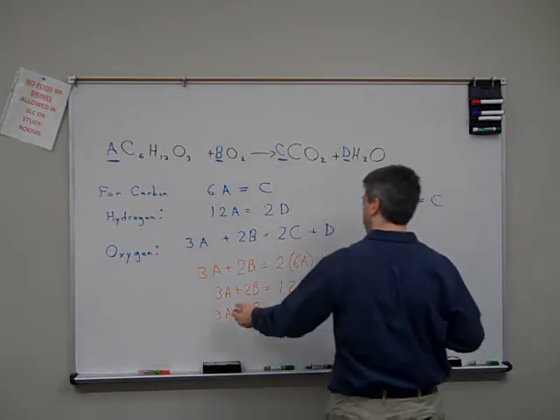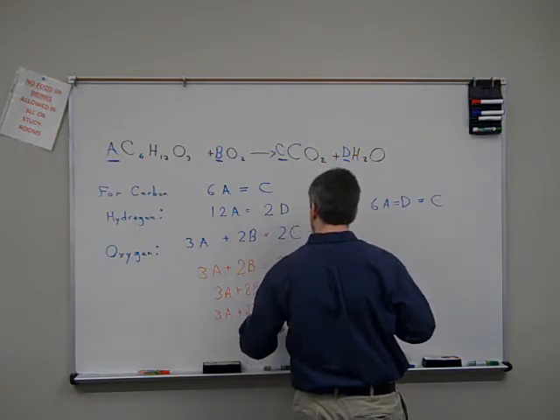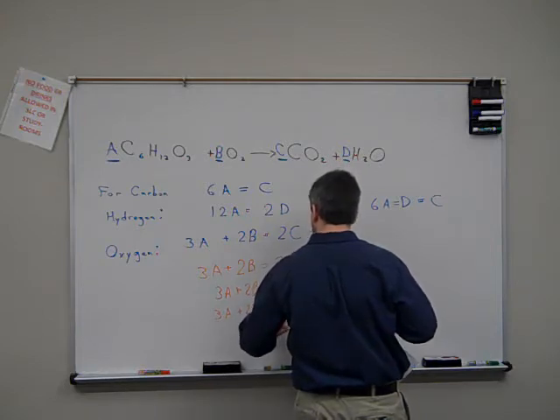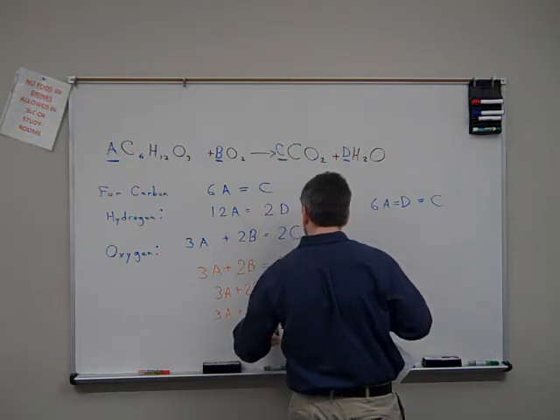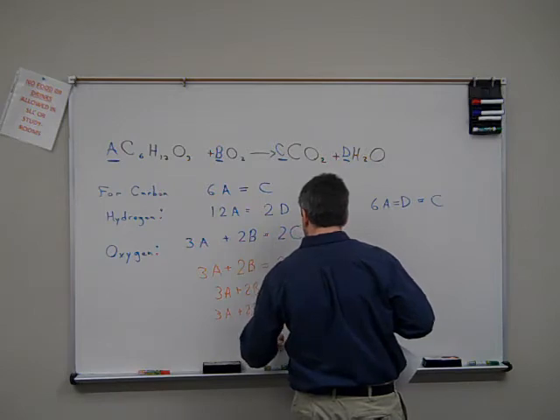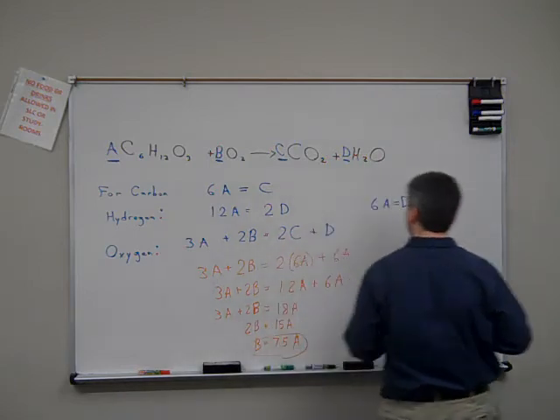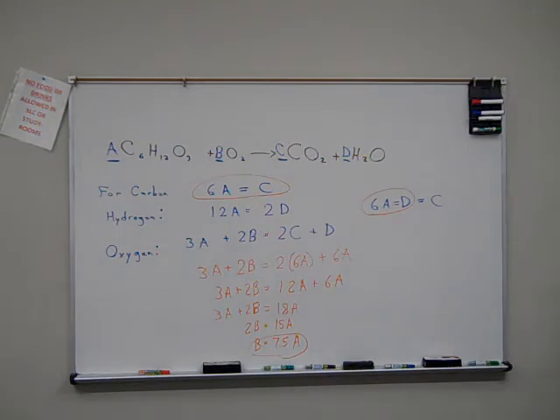And then I subtract 3 from both sides, and 2B is equal to 15A, which means that B is equal to 7.5A. So now I have each of these solved in terms of A.